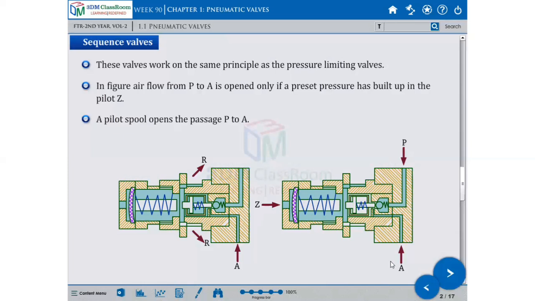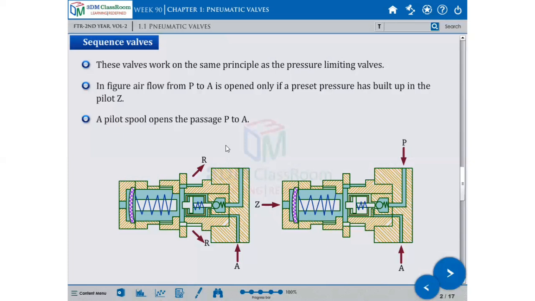Air flows from P to A. P means pressure port. Suppose you connect a valve: P is connected directly to the pipe coming from the compressor, after the FRL, the filter regulator lubricator. The air goes there, and you have to connect it to the P-port. Correct? It's very important.